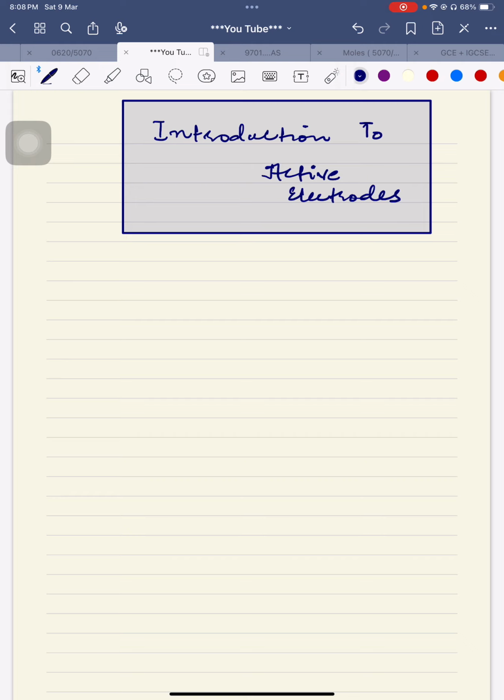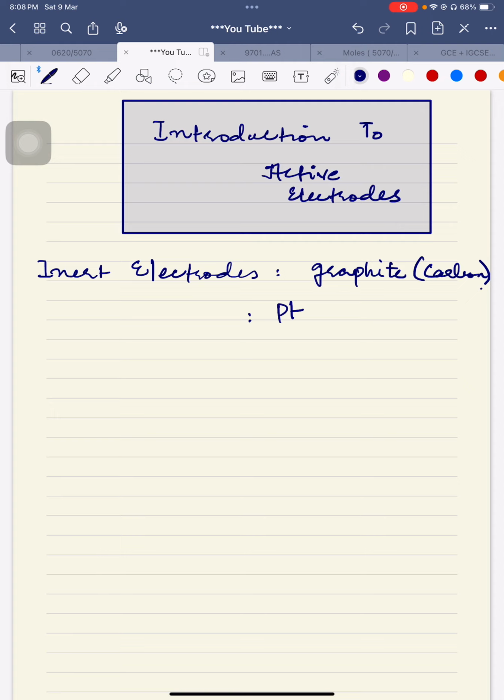So right now we can say that inert electrodes are graphite. Don't forget what graphite is. Graphite is one of the allotropic forms of carbon, which I told you while teaching the topic of bonding, and the other is platinum. I have told you that graphite is the preferred electrode, and why is it so? Because platinum is a very, very expensive metal. So, as compared to platinum, we are going to prefer graphite.